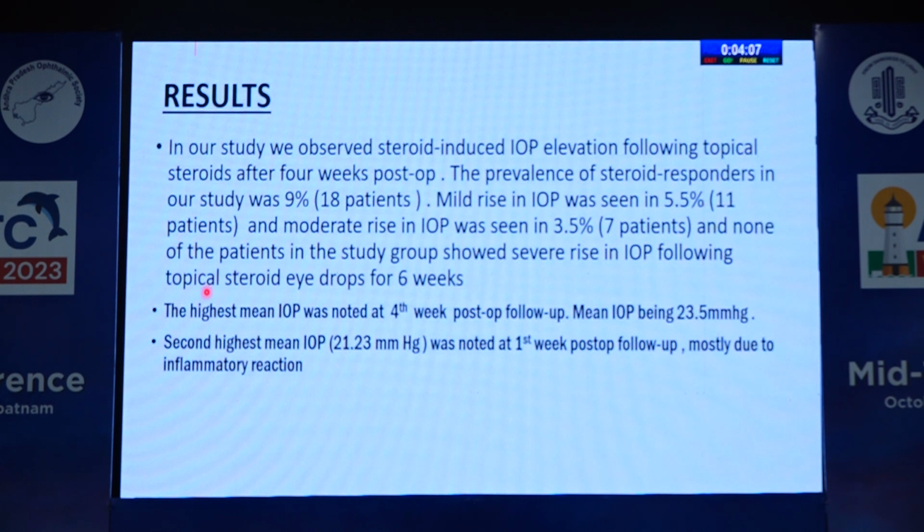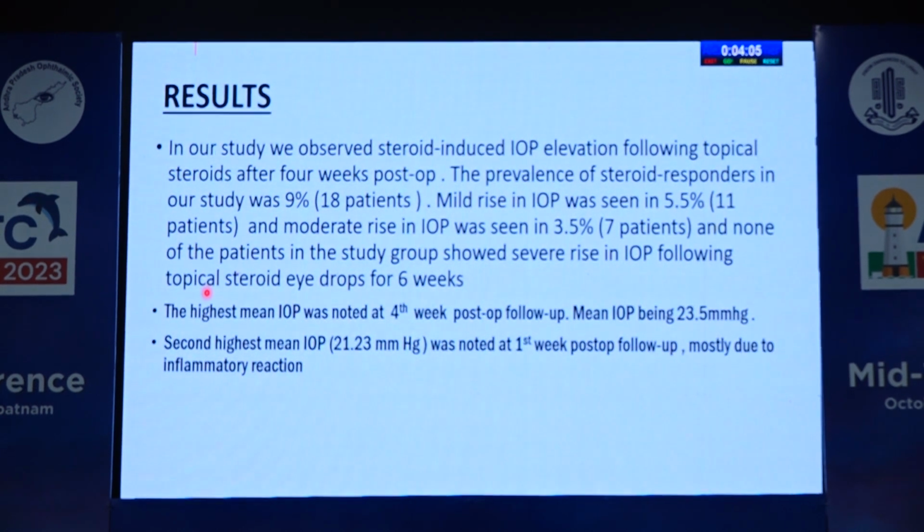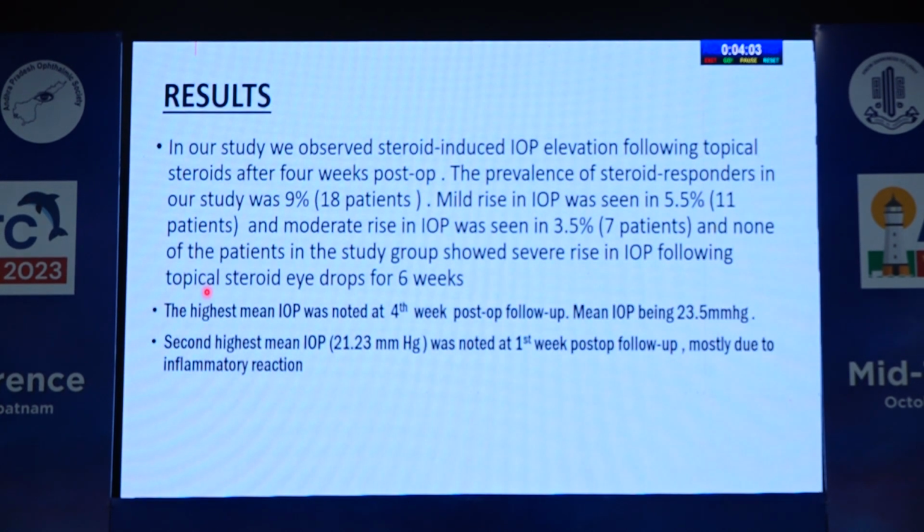The prevalence of steroid responders in our study was 9%, which is really high, as we are doing the highest number of cataract surgeries in the world. A mild rise in IOP was seen in about 5.5% of patients, and a moderate rise in 3.5% of the patients, that is 11 patients and 7 patients respectively out of the 200 patients. None of the patients had a severe rise in IOP.